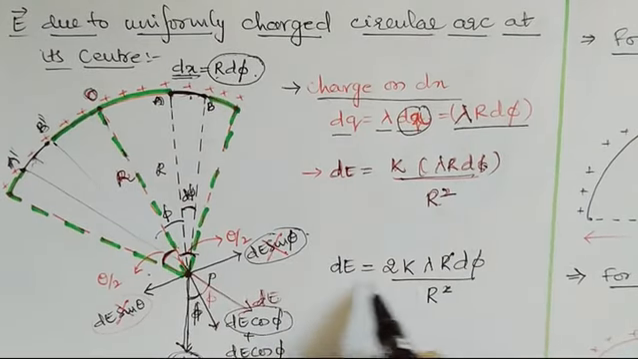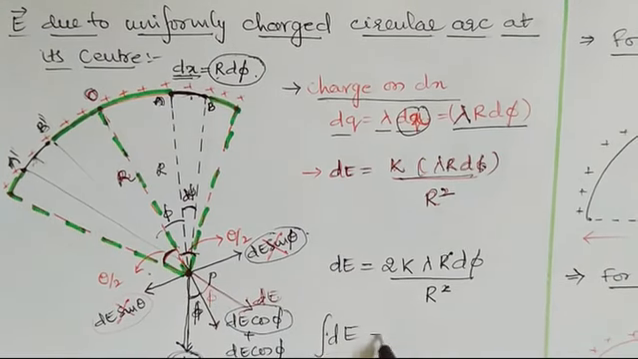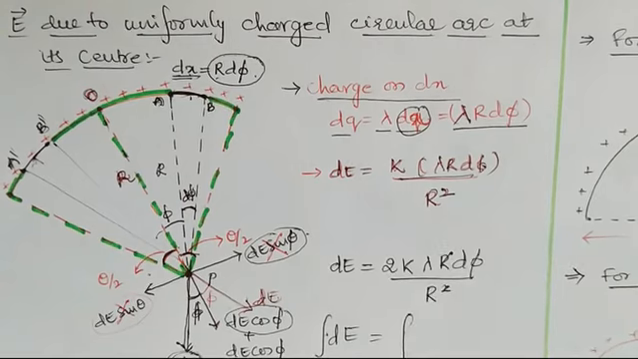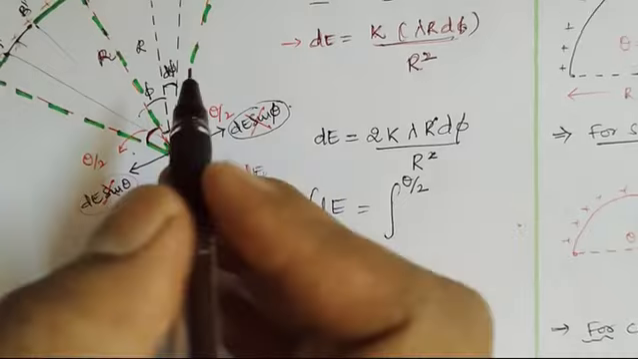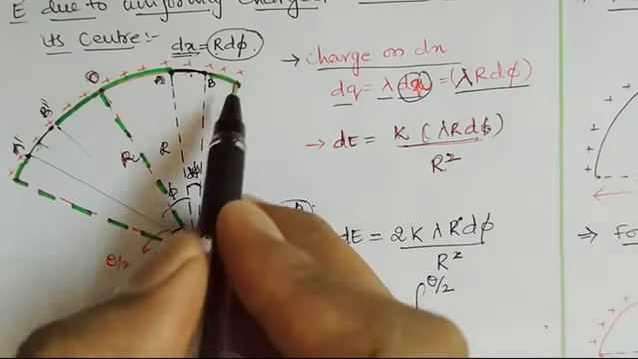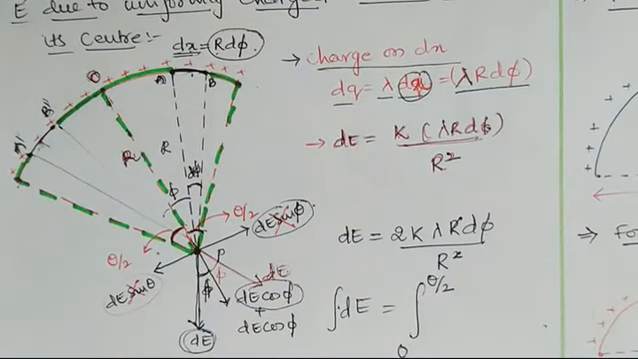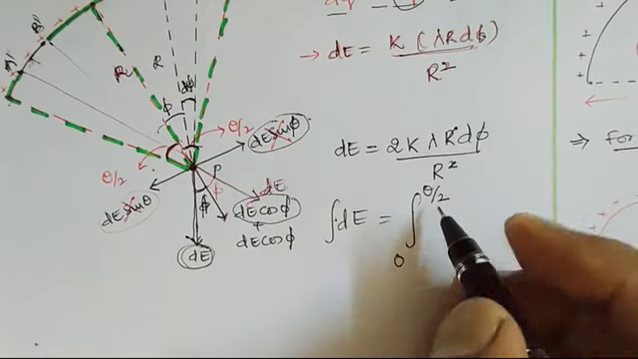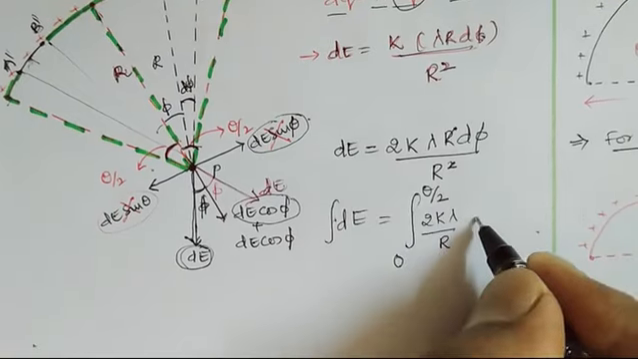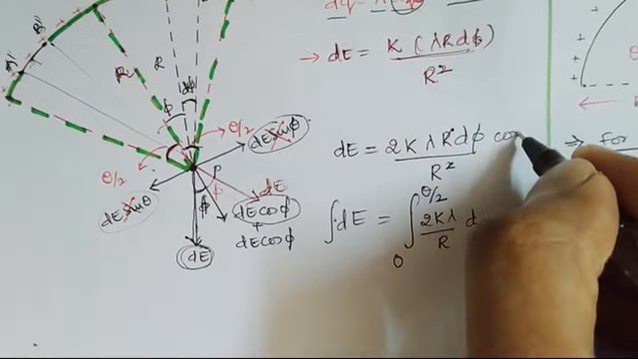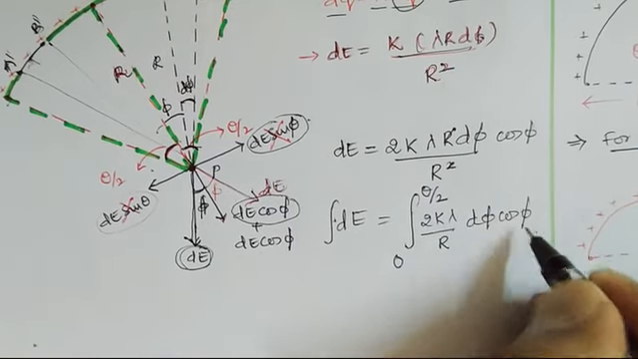Now if you want the field due to the whole arc, you have to integrate. So integration of dE is equal to integration from 0 to theta by 2. Why am I writing 0 to theta by 2? Because when we are considering the arc from here to here, we will consider simultaneously the arc from here to here. So the angle is only theta by 2. Now whatever constant is there, K lambda divided by r, and inside, cos phi is also there, so d phi into cos phi.